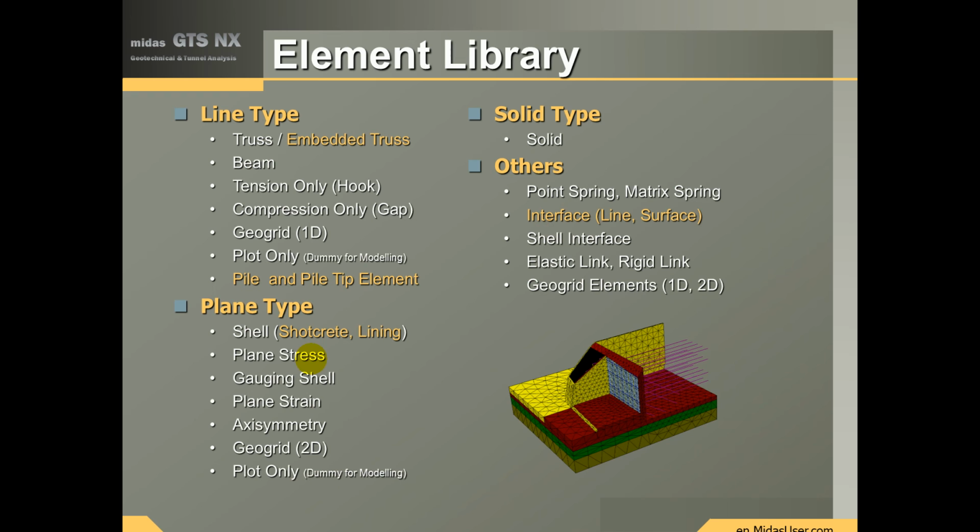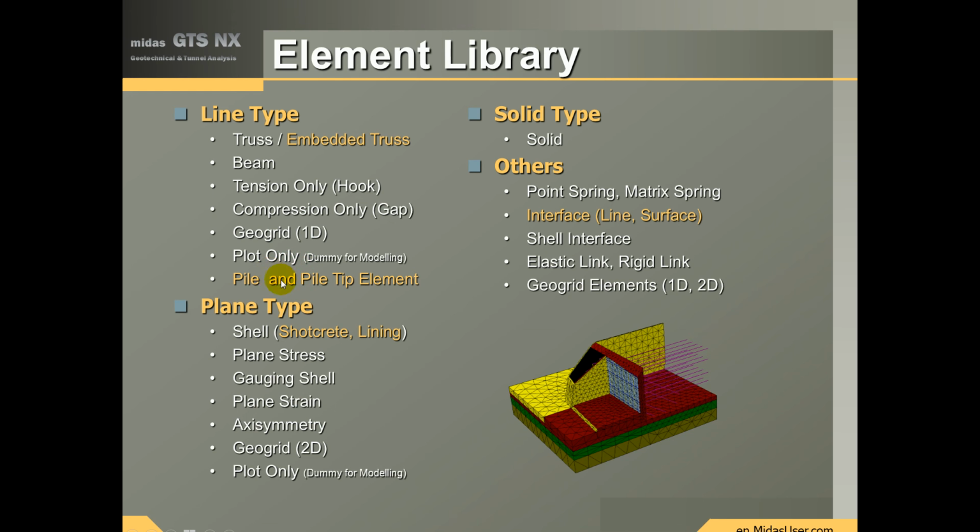So we've got a library of different available element types. As it is finite element based, we do have an extensive list. You've got different line types there in the form of truss, beam, tension only, compression only, where you can manipulate your ground anchors and your rock bolts and things like that.